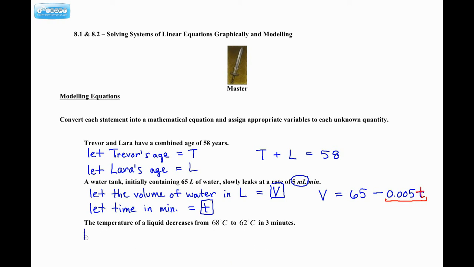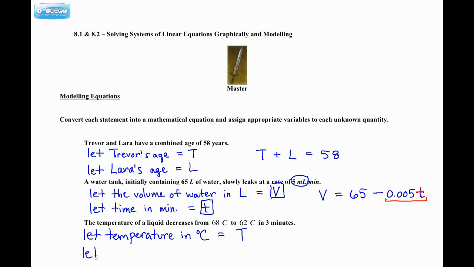So let temperature, now there's only one unit of temperature given, degrees Celsius, I'll let that be capital T.